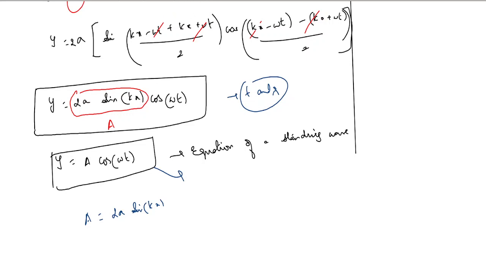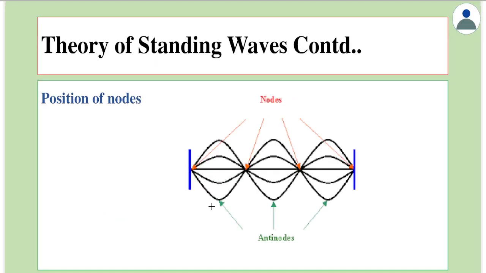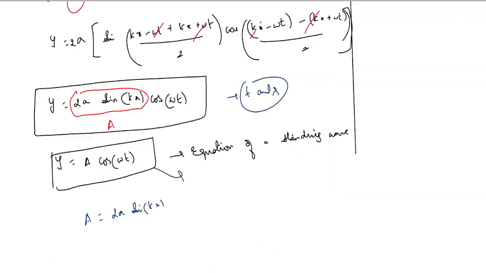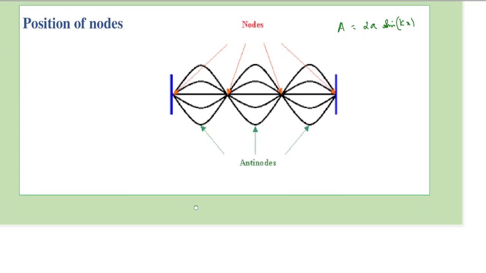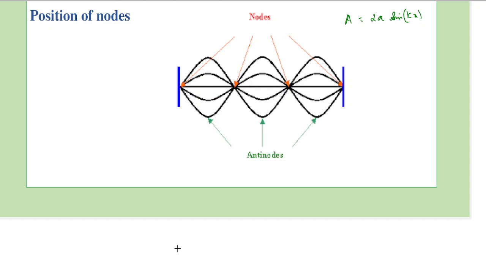So, as seen earlier, we'll find out at which point we get nodes and antinodes. To understand this, let us recall the expression for the standing wave with only its amplitude. So the amplitude is given as 2 into a into sin kx. It depends on the distance also. So the resultant amplitude, which is called capital A, is given as 2a into sin kx. As seen here, it is a function of distance.